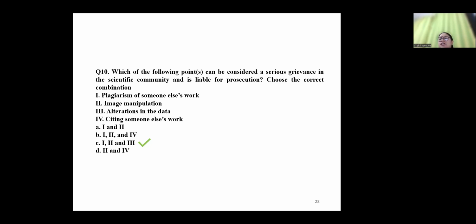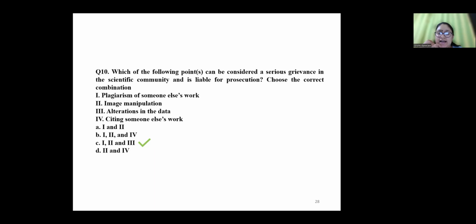Another is, we cannot manipulate any image. Suppose I have run a gel and I have the image. The bands are not thick. I cannot use Photoshop to make the bands intense. That is not allowed. Or maybe there's a pathway. I cannot manipulate it and write some other component in the pathway. That is not allowed. Then, alterations in data.